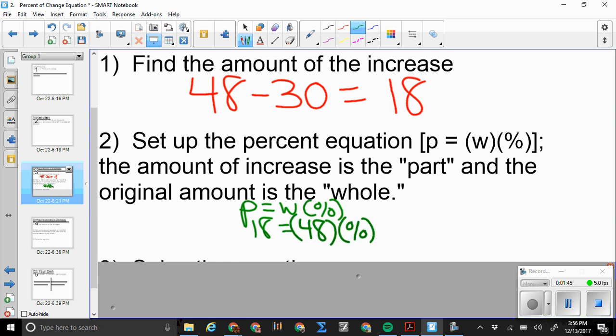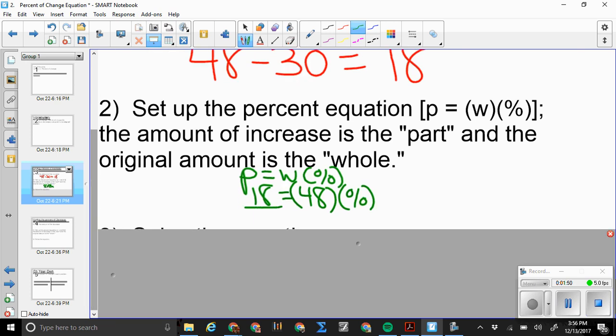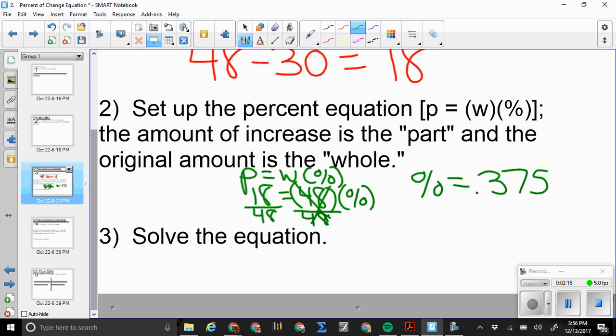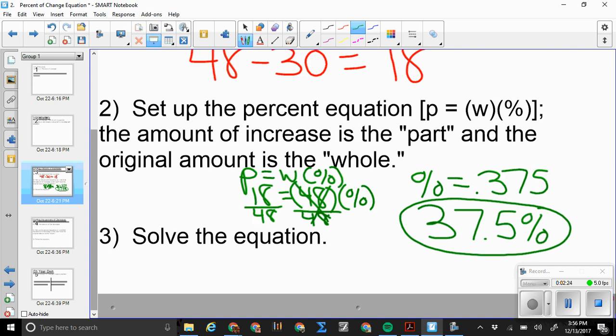times some percentage. It's a one-step equation, so what we're going to do is divide both sides by 48. That goes away, and we divide 18 by 48, and we get a decimal, which is 375 thousandths. So the percentage equals this amount. We will convert it then into a percentage. So we have 37.5%. That is the amount that we increased.